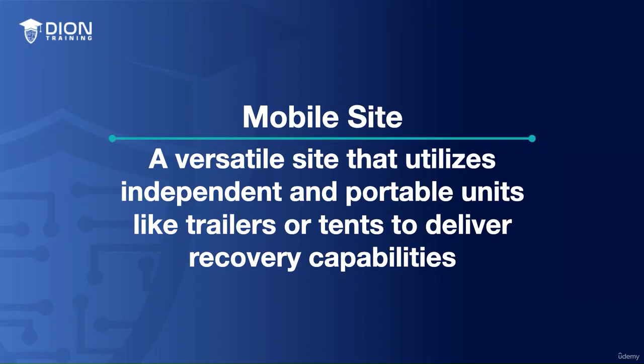Now, fourth, we have a mobile site. Now, a mobile site can be a hot site, a warm site, or a cold site. It just depends on how you want to configure it. Basically, up to this point, I was discussing how you can get from one building to another by using a hot site, a warm site, or a cold site. But with a mobile site, we don't even need buildings anymore. Instead, we're using independent, portable units to provide our recovery. Most often, this will take the form of trailers or tents that are going to be delivered to your location and connected to your power and internet, and that way you can get up and running pretty quickly.